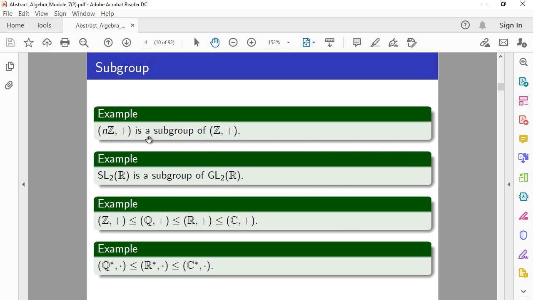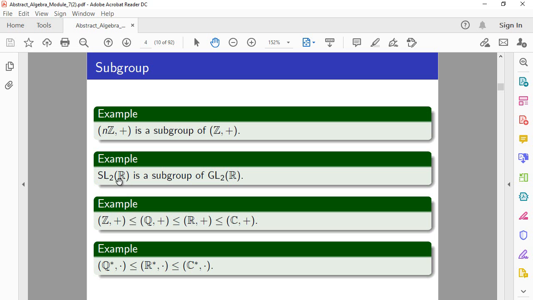nZ is a subgroup of Z under addition. Recall that Z is the set of integers, and nZ is the set of all multiples of n. So if I take n to be 2, then we are saying that 2Z is a subgroup of Z. Now 2Z is the set of all multiples of 2, which is basically the set of all even integers. So the set of all even integers is a subgroup of the integers under addition.